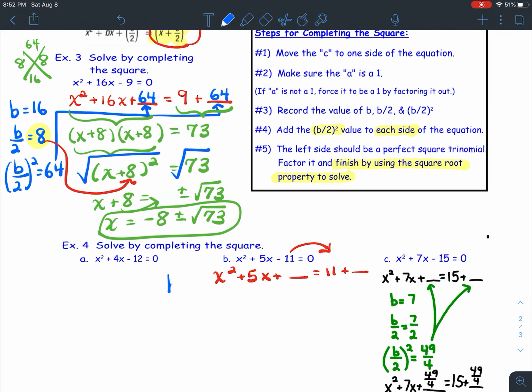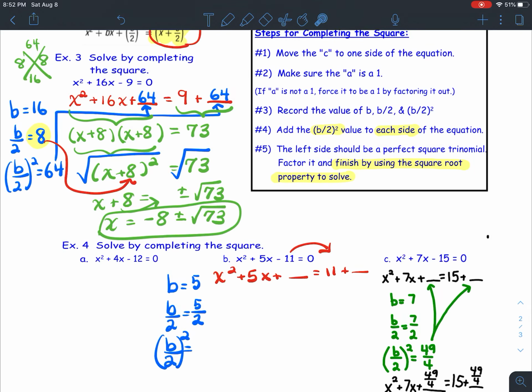Step 2, we're already good there. The A value is a 1, so we don't have to worry about that. Step 3, and I want to see this on your paper, so you need to make sure that you are reporting to me what the B divided by 2, and B divided by 2 squared values are. Okay, now be careful with this. The B value is a 5. I do not want you guys to write any decimals. So when you write B divided by 2, I want you to write it as the fraction 5 divided by 2.